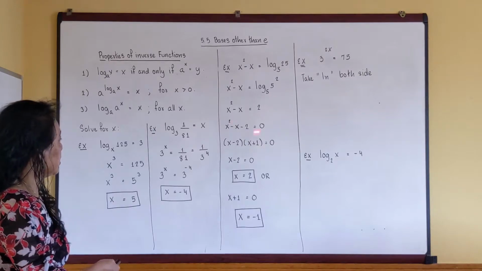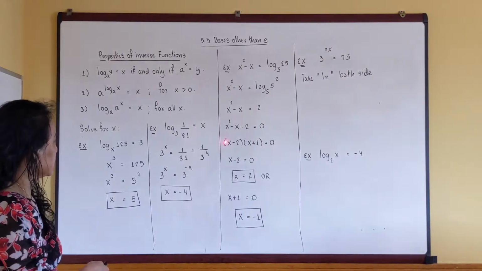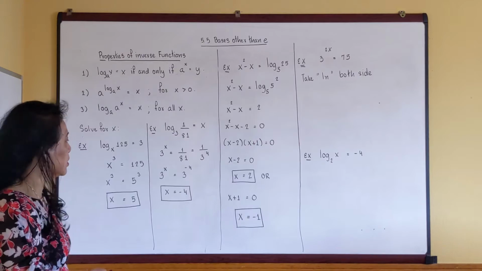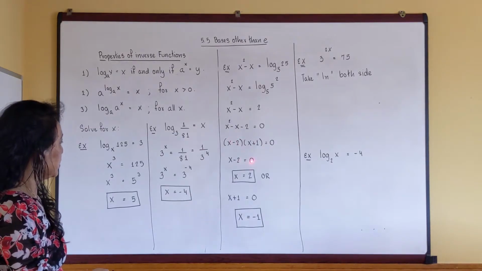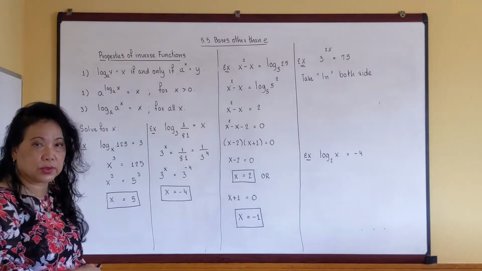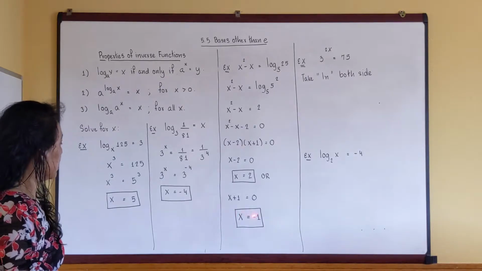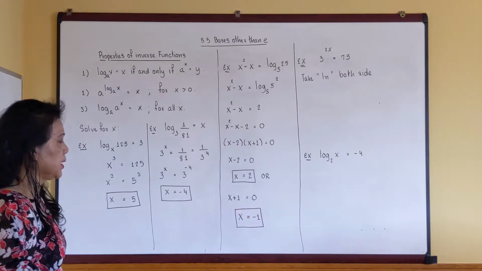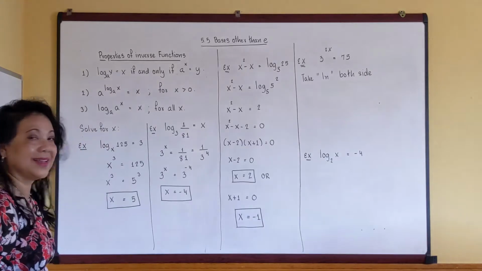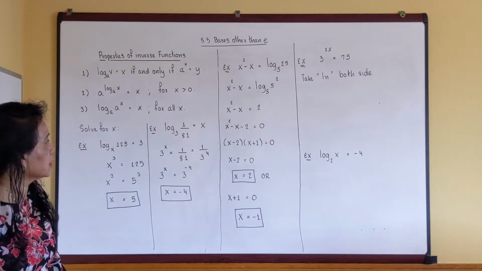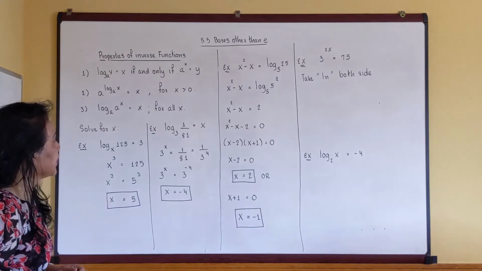Then I just set it equal to 0 and factor the quadratic equation. So x minus 2 equals 0, which means x equals 2, or x plus 1 equals 0, which means x equals negative 1. Alright, let's look at the last two for this board.